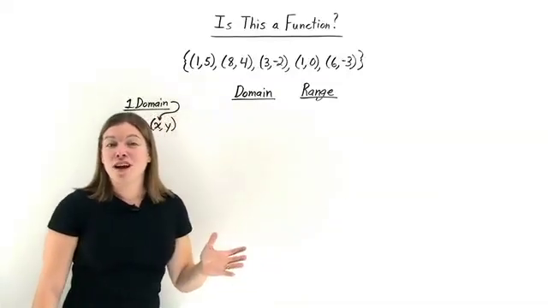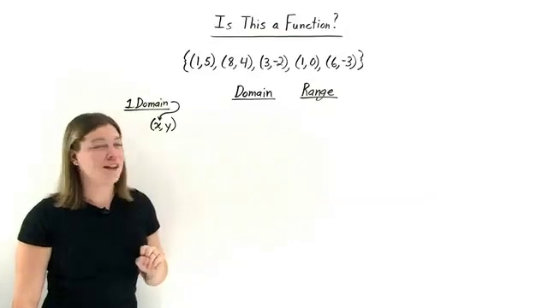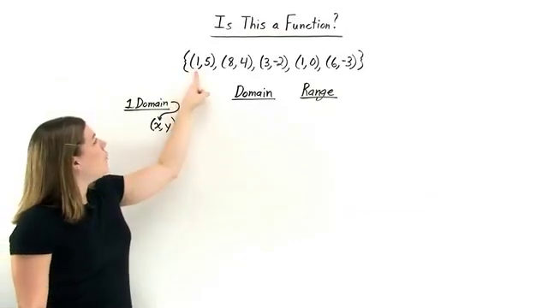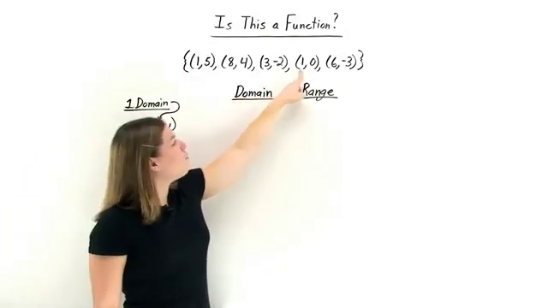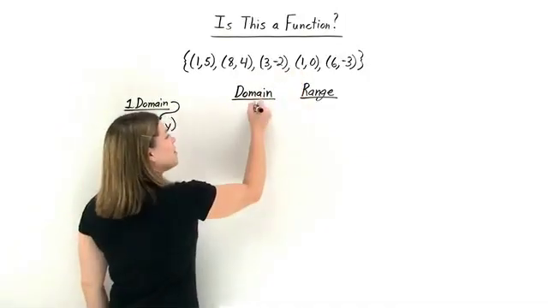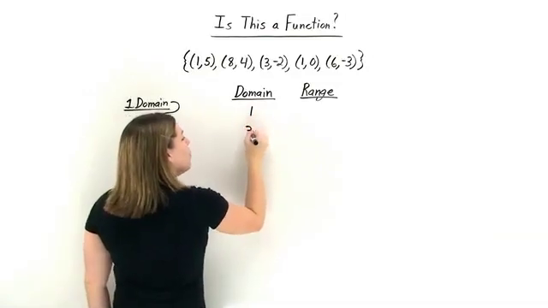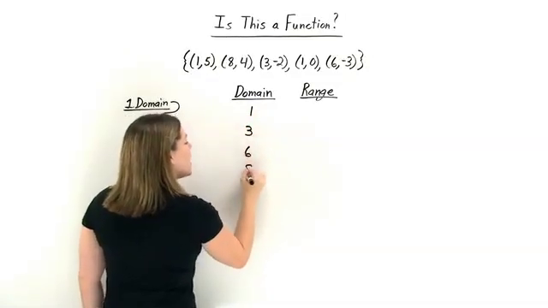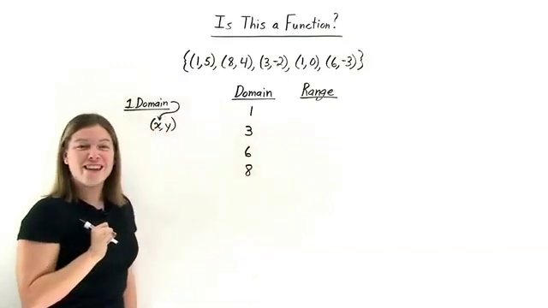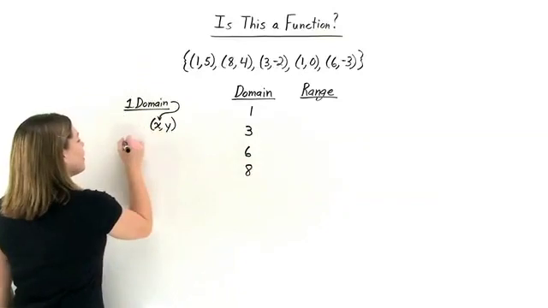Now, to help us keep track of these, let's write them out in order. And if there's any repeats, we only need to write it once. So let's see. We have 1, but we also have 1 here. 1 is shown twice, so we only need to write it once. Then, writing out the rest of the x values in order, we get 3, 6, and 8.